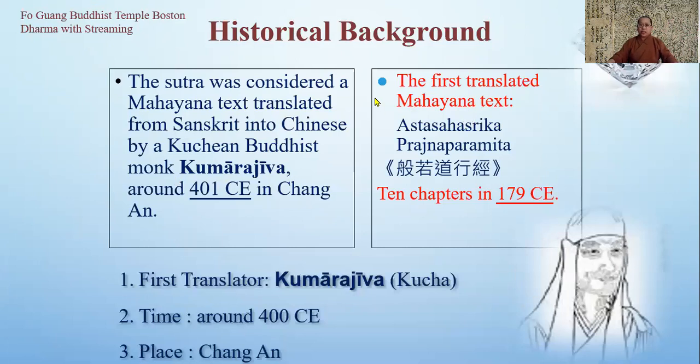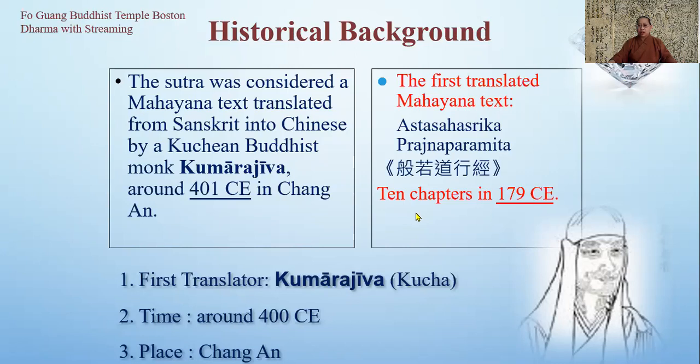So in here, the sutra was considered a Mahayana text translated from Sanskrit into Chinese or Mandarin by a Kuchan Buddhist monk called Kumarajiva around 401 CE in Chang'an. This great translator, you have to remember him, because he translated a lot of the texts from Sanskrit or Prakrit or Pali into the Mandarin or Chinese. And from the Chinese, Western scholars or practitioners translated it into English.